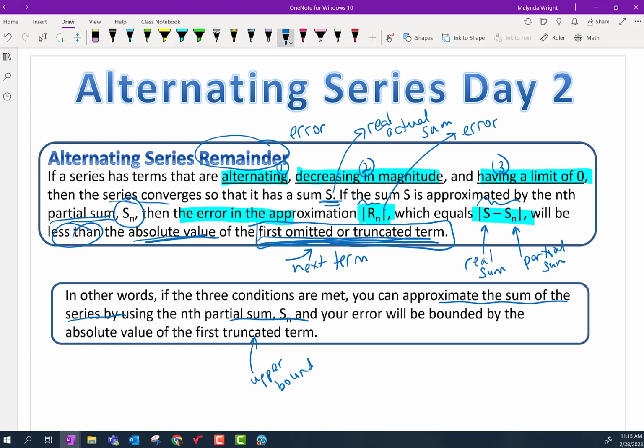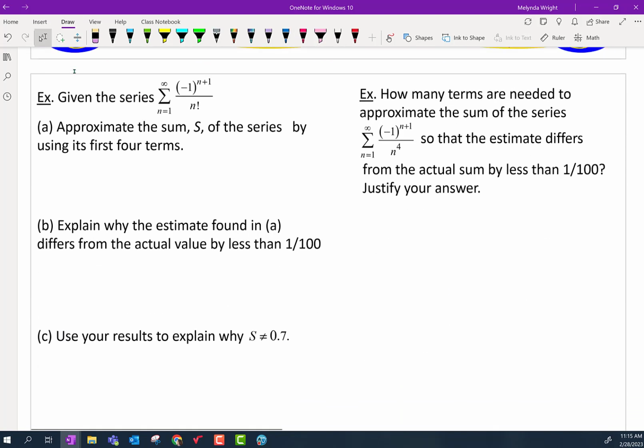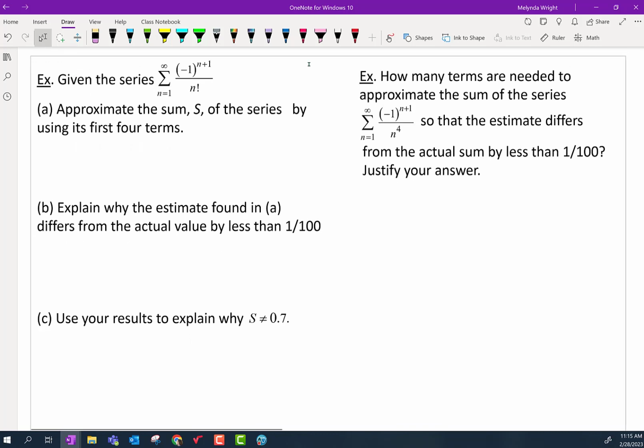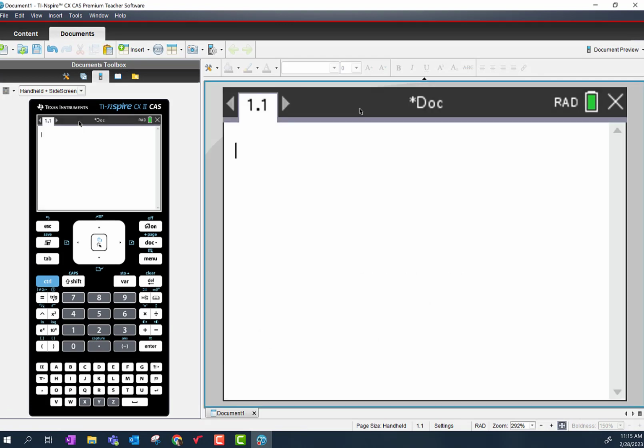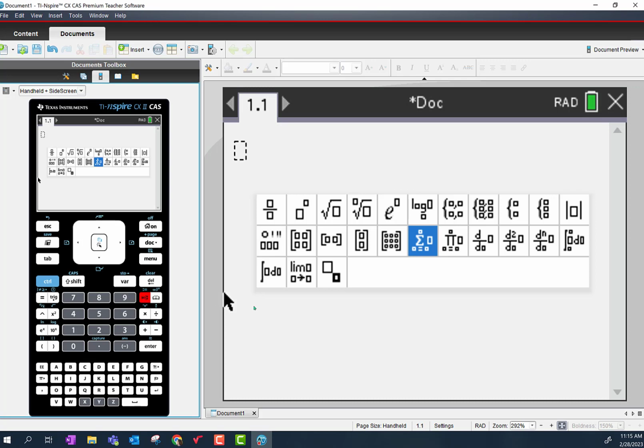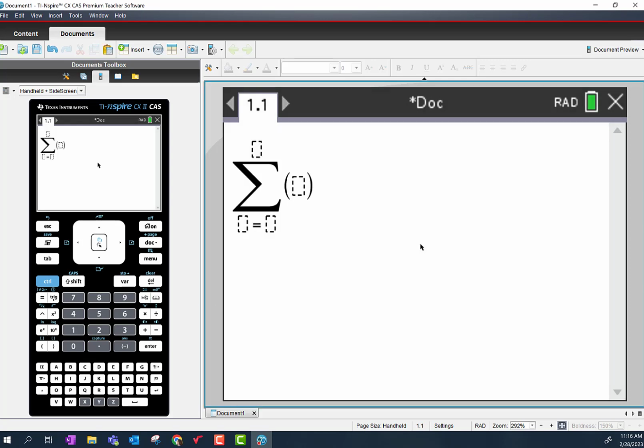Okay. We have a couple of examples that we're going to work through. It would be handy for you to have your calculator. If you don't, you can just watch on. Approximating the sum of the series by using the first 4 terms, we can totally do that on our calculator, so I want to pull our calculator up. Now, just to get to the summation, the sigma notation, you can click this button right here, the palette of Math, and there's our sigma notation right here.